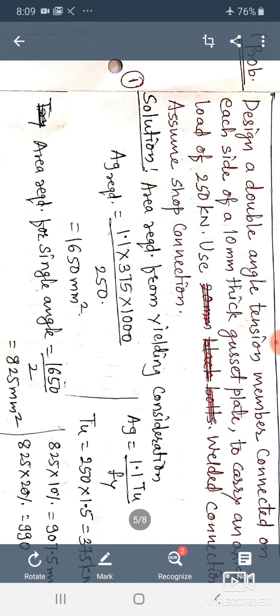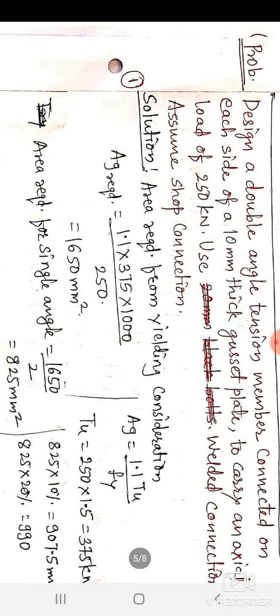So as I told in the earlier problem, you have to first check whether the given load is a factored load or working load. So here they have not mentioned the load as the factored load or the design load, just it is mentioned that carry an axial load of 250 kilonewton. So it is nothing but the working load. So we need to multiply it by the factor of safety, that is 1.5. So let's start with the design.